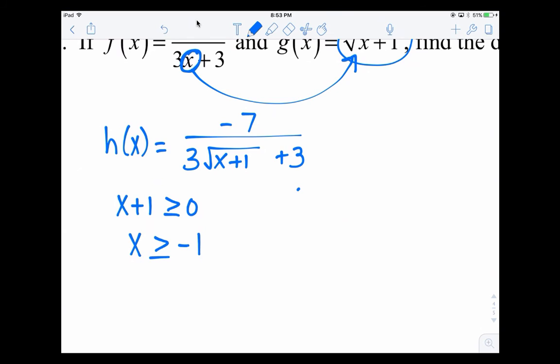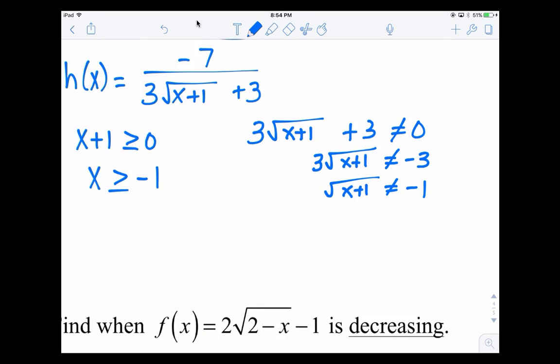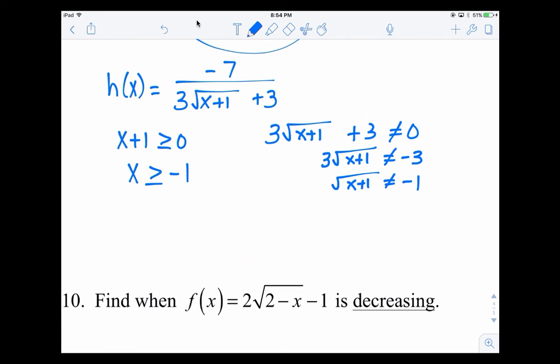Alright, now the other part is you have to make sure that the denominator does not come out to be 0. So if you subtract the 3 over, you get negative 3. You divide it by 3, you get negative 1. Now if you're not totally sure, you can stop at this point, because the square root is never going to give you a negative number. It's just not possible.